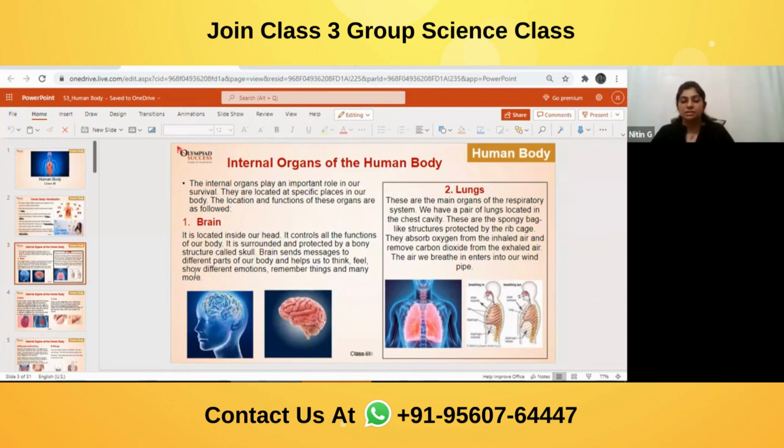Coming to the lungs. This is one internal organ which we have discussed, that is the brain. Second is the lungs. The lungs are the main organs.